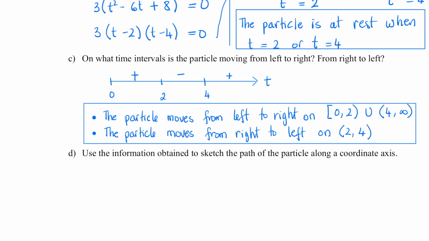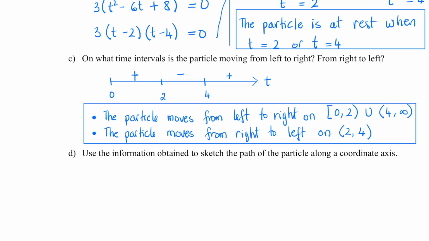Now let's complete part D. The question asks us to use the information obtained to sketch the path of the particle along a coordinate axis. Before we draw the motion, we first need to know where the particle is located at some key times. In particular, we want to know the position when the particle starts moving, which is at t equals 0, and the position when the particle changes direction, which happens when the velocity is 0.